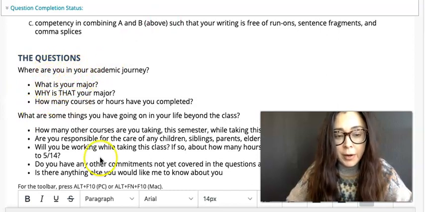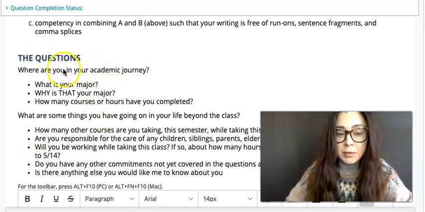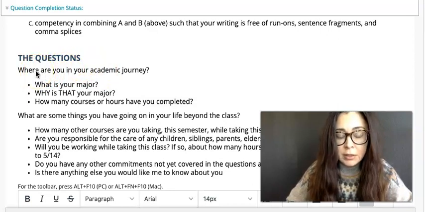Okay, so let's go ahead and look at what I'm going to call the first paragraph. So this will be one paragraph, and this here will be another paragraph. I would like for you to use this question as a subheading for this paragraph. So you'll just copy this sentence right here. Where are you in your academic journey?